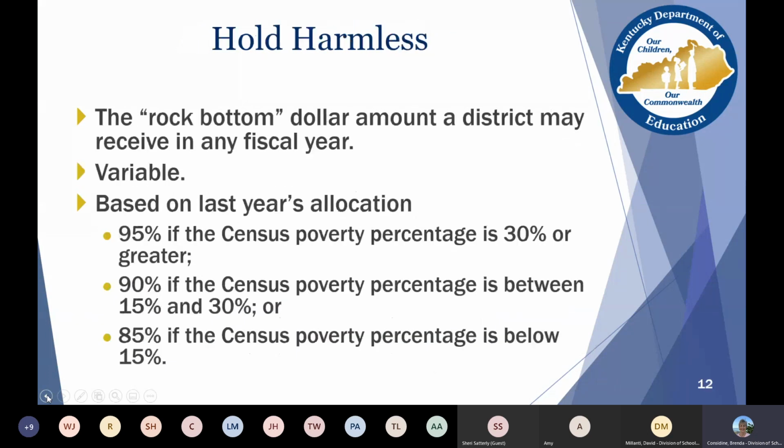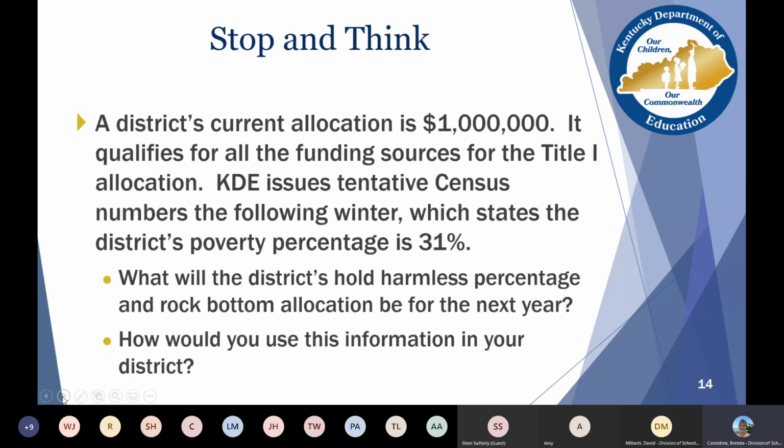And I'm going to go back, show you the hold harmless. So they have $1 million previous budget, and they were at 31% poverty percentage. So based on last year's allocation, what would be their hold harmless? And how could you use that information? Does anybody have an answer?